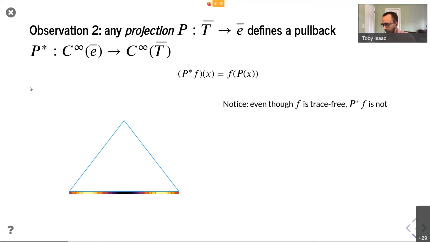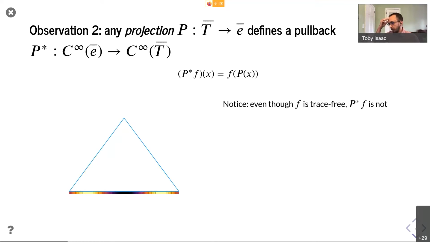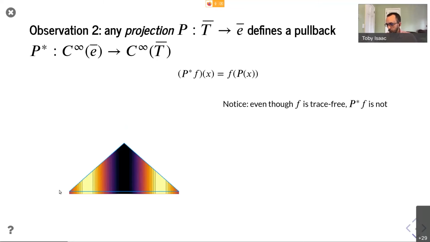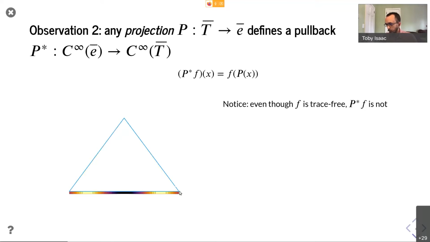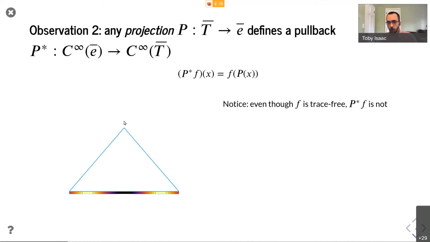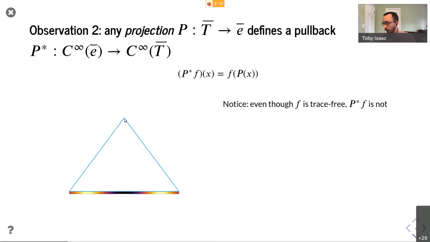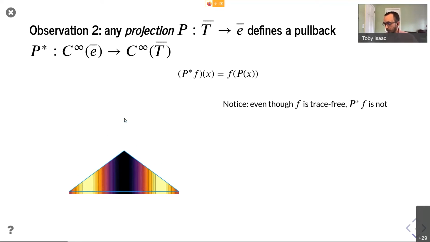And the thing to notice is that even though little f is trace-free, it reaches 0 at these corners of the edge, it's not actually trace-free on these opposite edges of the triangle when we do this pullback. So the pullback alone is not enough to create a geometric decomposition.